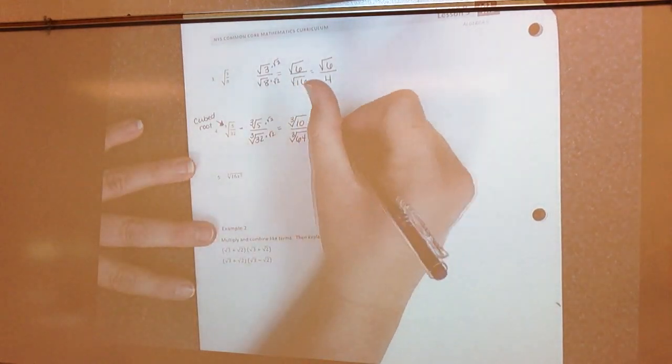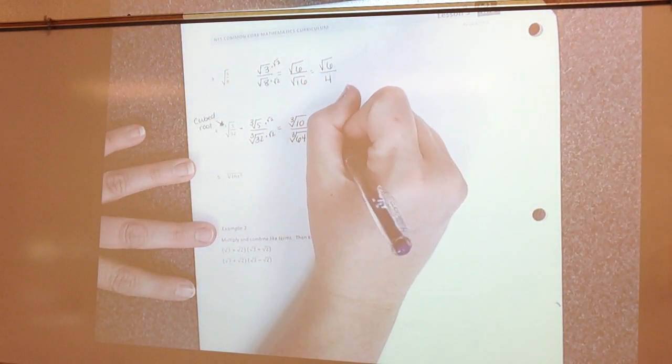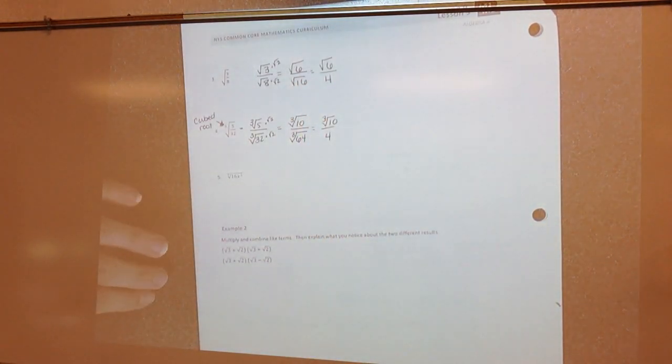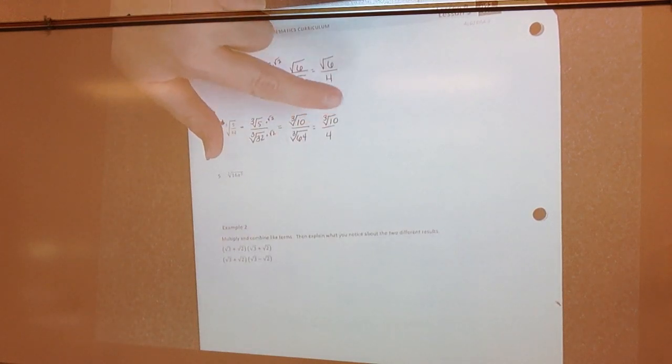And the cubed root of 10, I can't simplify that in any way, because nothing times 10 or nothing times anything will give me a cubed root. 1's not going to work. 2 won't work. It's not cubed. 5 is not a perfect cube. 10 is not a perfect cube. So we're as simple as we can be here.